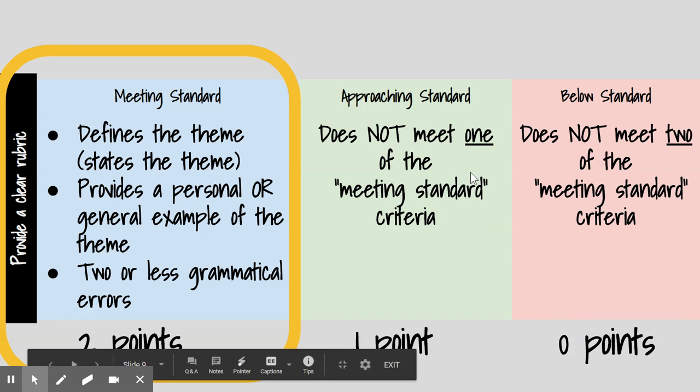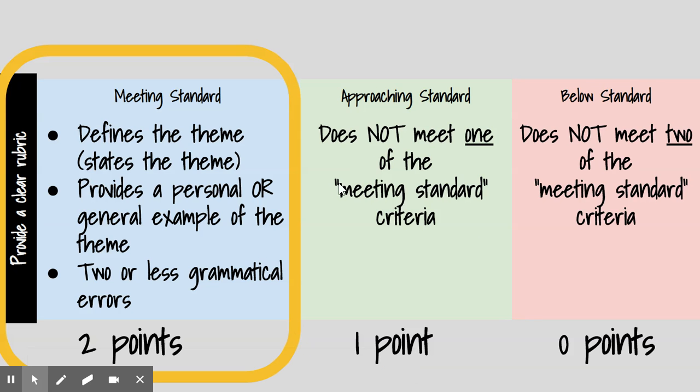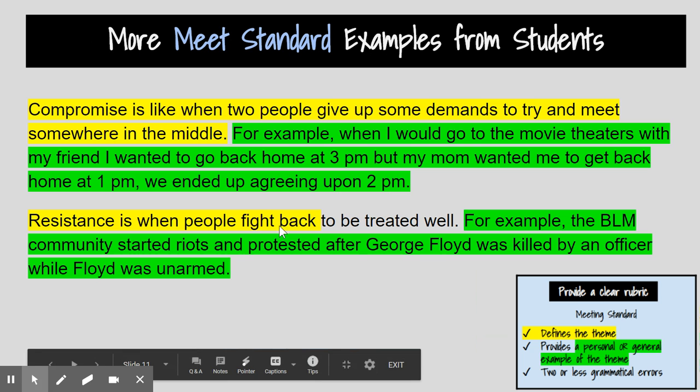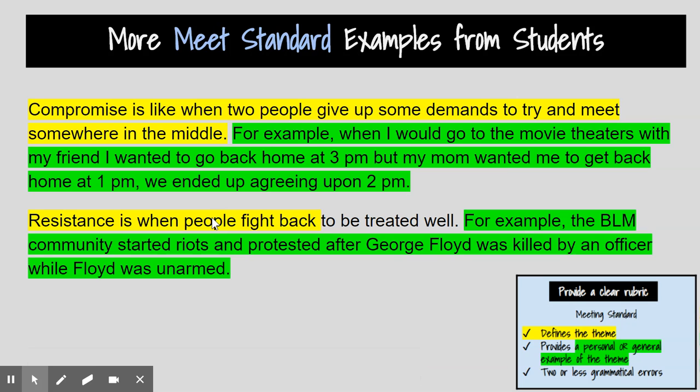Okay, so now we're going to just take a look at more examples. Examples tend to help students clearly understand each category. Okay, so meet standard. Here are 2 examples, and you can see how each part of the rubric is addressed because I've provided corresponding highlights that show how each indicator is satisfied. Themes are clearly stated and defined, and they have examples. Pause here to read them through to yourself.